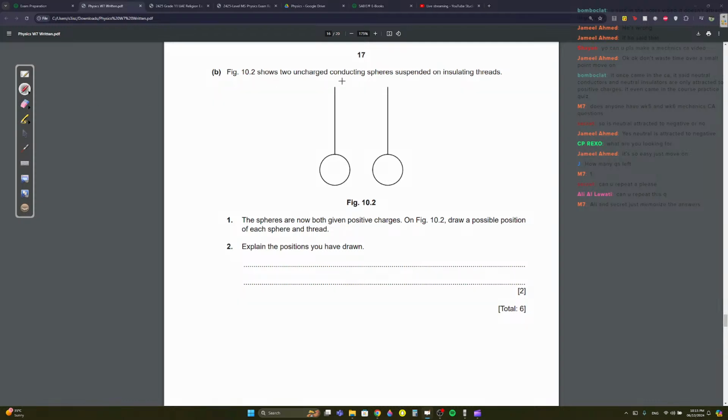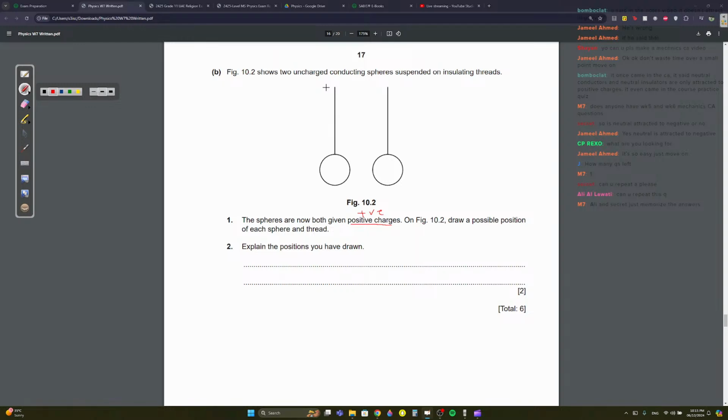Figure 10.2 shows two uncharged conducting spheres suspended on insulating threads. Okay, so there are two neutral spheres suspended on insulated threads. The spheres are now both given positive charges. They're both now positive. Draw a possible position of each sphere and thread.